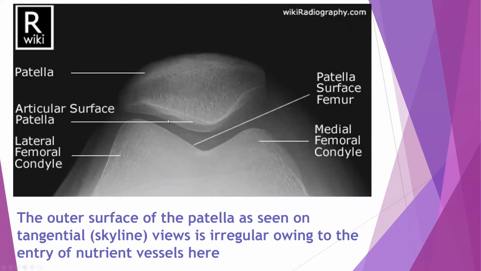This is the skyline X-ray view. The lateral facet here is larger than the medial facet, and this is the articular surface of the patella, lateral femoral condyle, medial femoral condyle, and patellar surface of the femur. We see that the outer surface of the patella is irregular owing to the entry of nutrient vessels here.